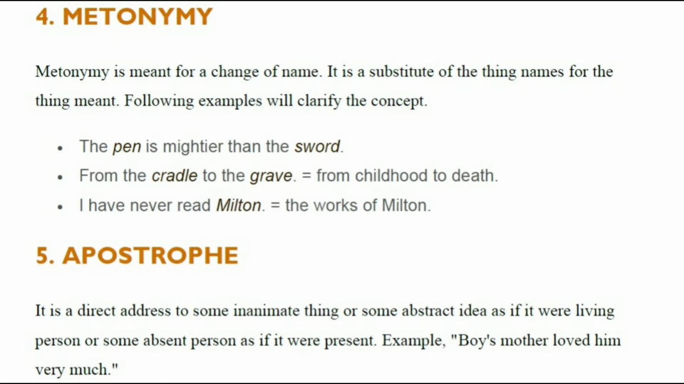Next one, we have apostrophe. It is a direct address to some inanimate, non-living thing, or some abstract idea, as if it were a living person, or some absent person, as if present. Example: the boy's mother loved him very much. Here the mother is not there, she is absent over here. So the mother's love is being talked about.